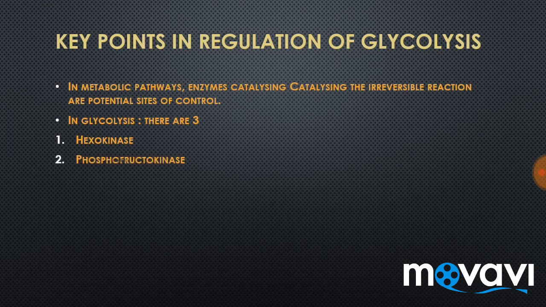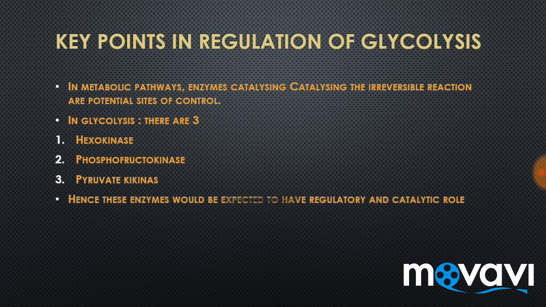The second one is phosphofructokinase, that is PFK, catalyzing fructose 6-phosphate to fructose 1,6-bisphosphate. The third one is pyruvate kinase, that converts PEP to pyruvate. And hence we can say these enzymes would be expected to have regulatory as well as catalytic roles. Now there are types of regulation here. So you can see different types of regulation.